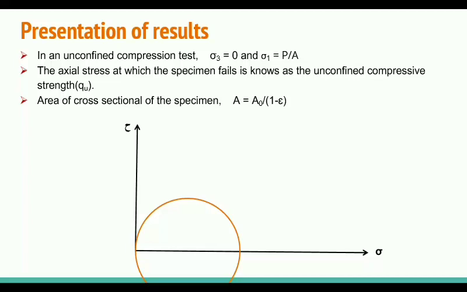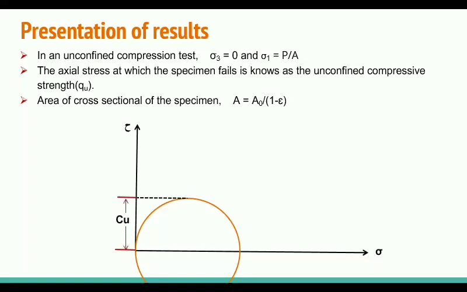Sigma 3 is 0. It means it will coincide with the origin, and there is a sigma 1. Sigma 1 will be in the positive direction. Why? Because we are applying a compressive load on a soil specimen, so there is a compressive stress. In soil mechanics, we take compressive stress as positive. So we can draw the Mohr circle. It will be like this.